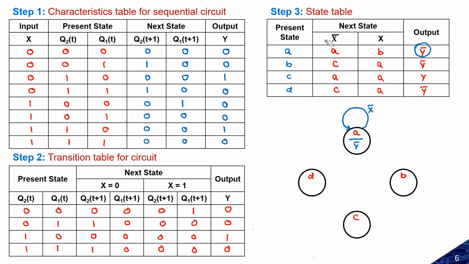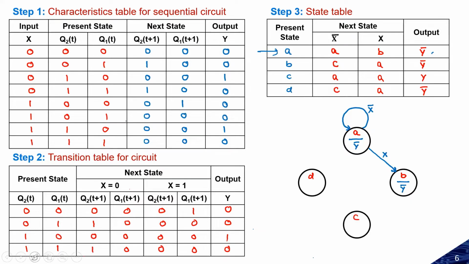The next one, let us try to see here. The present state is A. The next state becomes B if X is equal to 1, and again the output is Y bar. So it will shift from A to B, and the input is X, and the output is the Y complement. So this is how we can make the second case. Now the first state is done. We have finished this first part.